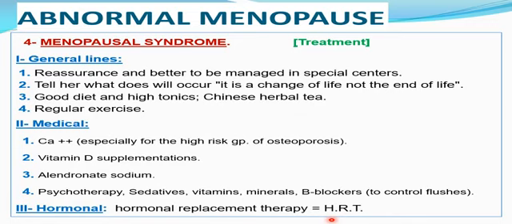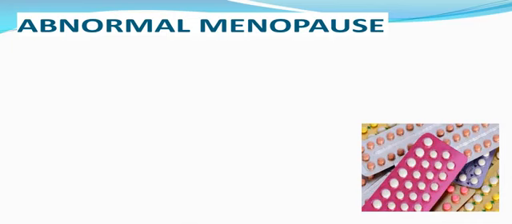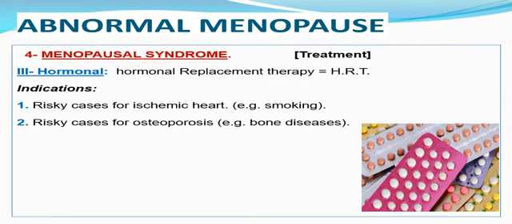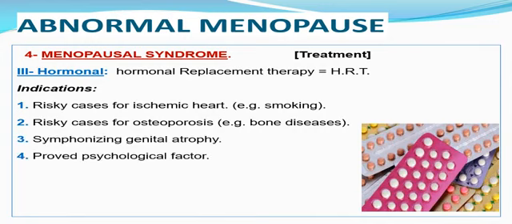And lastly, hormone replacement therapy. Please, hormone replacement therapy should be presented as a last line of treatment. Treat general first, followed by hormonal. What about hormone replacement therapy? It is indicated mainly in patients at risk for ischemic heart disease or osteoporosis, or with symptomatic genital atrophy like dyspareunia, atrophic vaginitis and endometritis, or the presence of psychological factors, or premature or induced menopause.